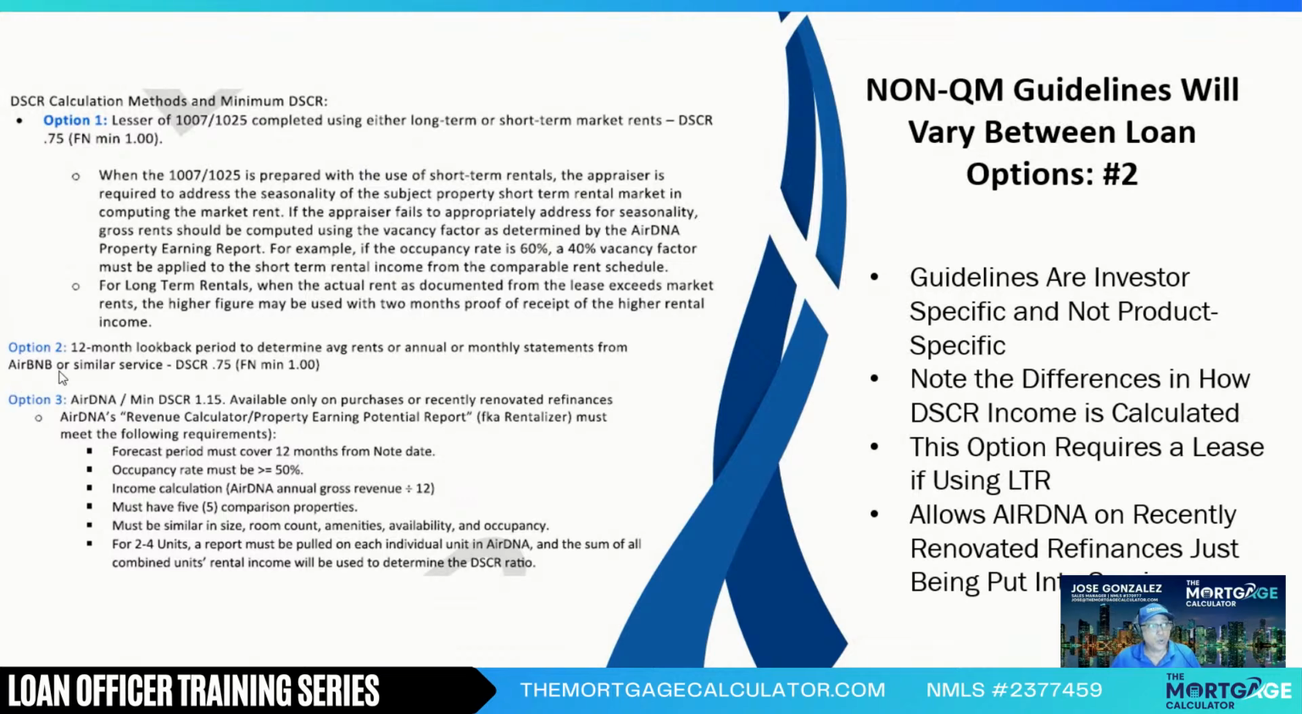They let you go with a 12-month look back period on short-term rentals here as well. And they don't apply any haircut. In other words, there's no 25% expense factor. So that's pretty cool on that one. And they actually will also let you use AirDNA. The other option also let us use AirDNA, but this one lets us use AirDNA as well on purchases.